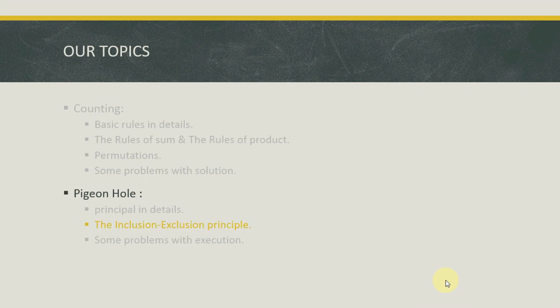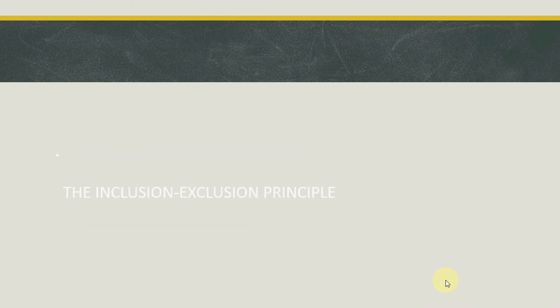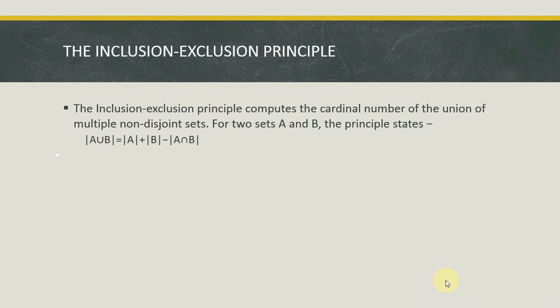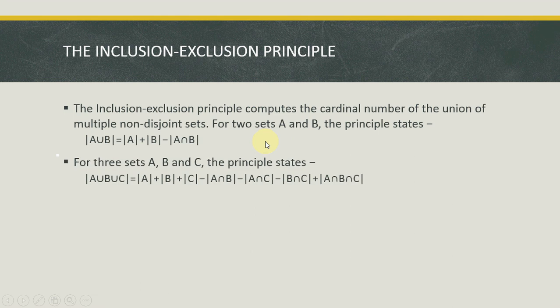Our next topic will be the inclusion and exclusion principle. The inclusion exclusion principle computes the cardinal number of the union of multiple non-disjoint sets. For two sets A and B, the principle states this equation. For three sets A, B, C, the principle states this equation.